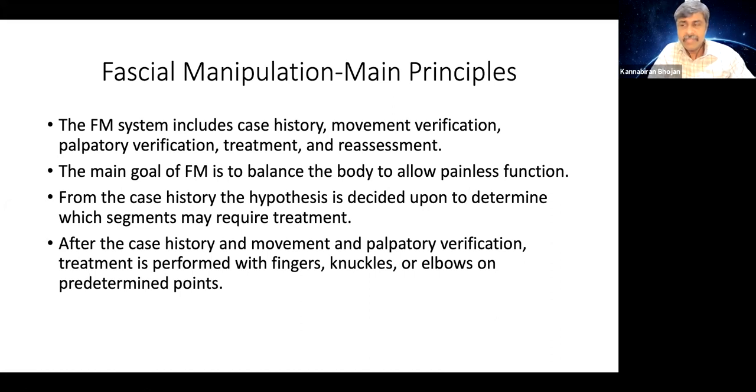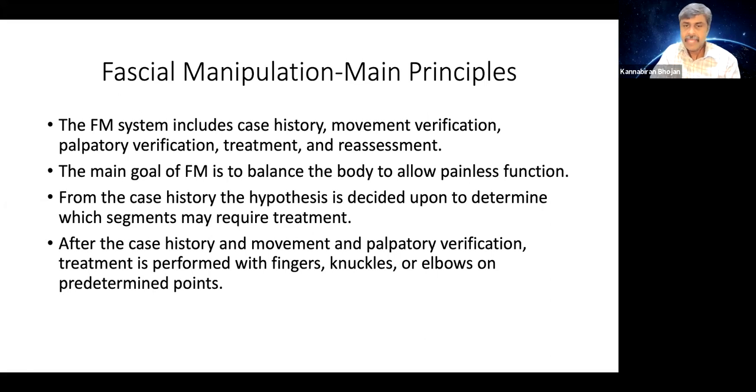And then you have movement verification. You try to move and sort out which segment, or which, for example, ante-motion or retro-motion, is in trouble. Then you can palpate exactly: column, lumbi, pelvis, the palpatory verification of that area. And then you treat and then you reassess. The main goal of fascial manipulation is to balance the body to allow painless function, basically painless movement.